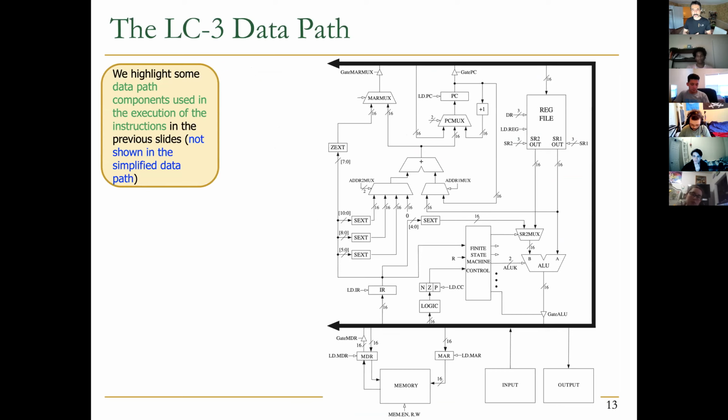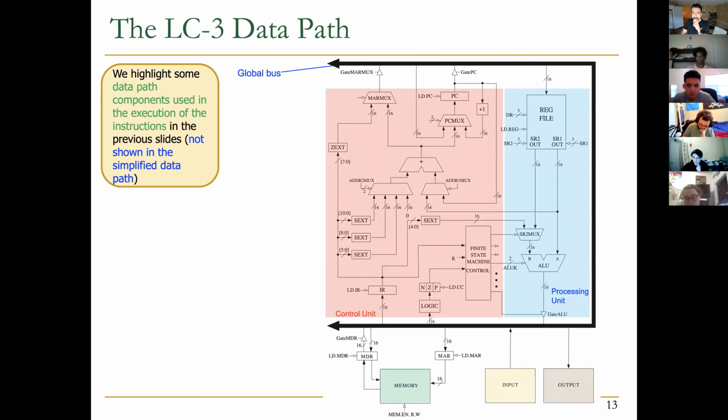And this is how the data path looks in LC3. Somehow you should be familiar, but in this plot you have more detailed information than the previous one. So it is more complete in terms of what's going on and the interconnection between different elements. So you have input, you have output, you have memory. This is your process unit. This is your control unit. This is the bus.